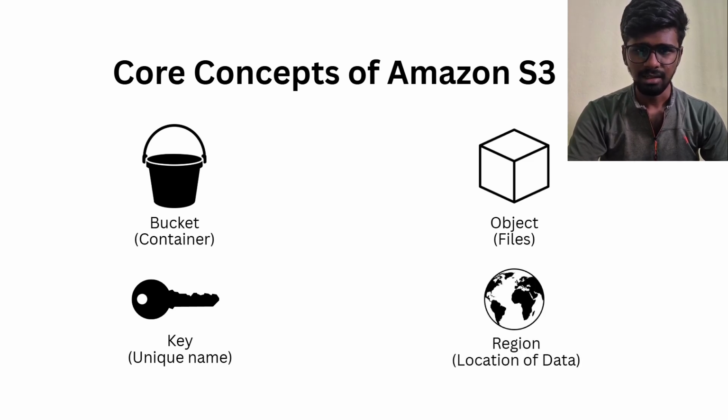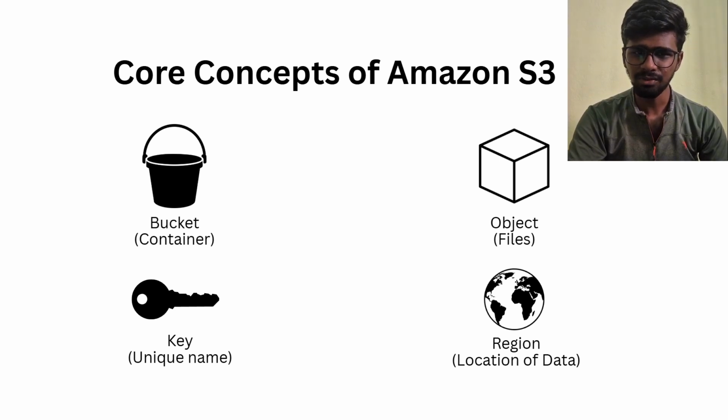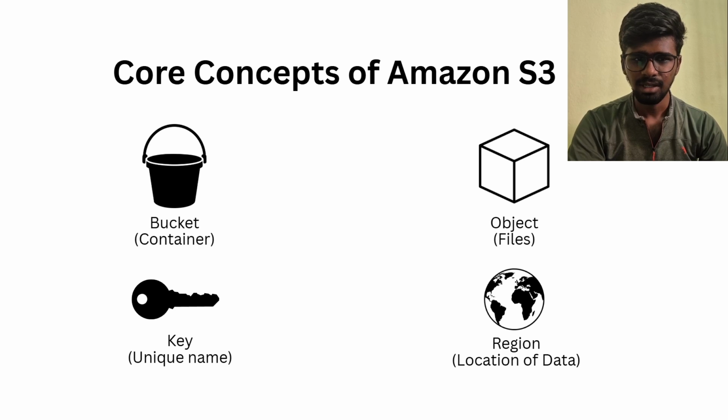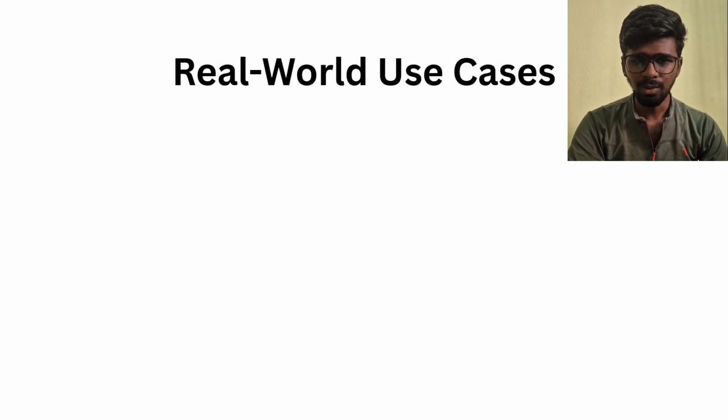Fourth, region. This is the most important thing you have to consider. This is the actual physical location where your data is stored. Choosing the right region means faster access for your users. Now, let's talk about where you will actually see S3 in action, because these use cases are everywhere.